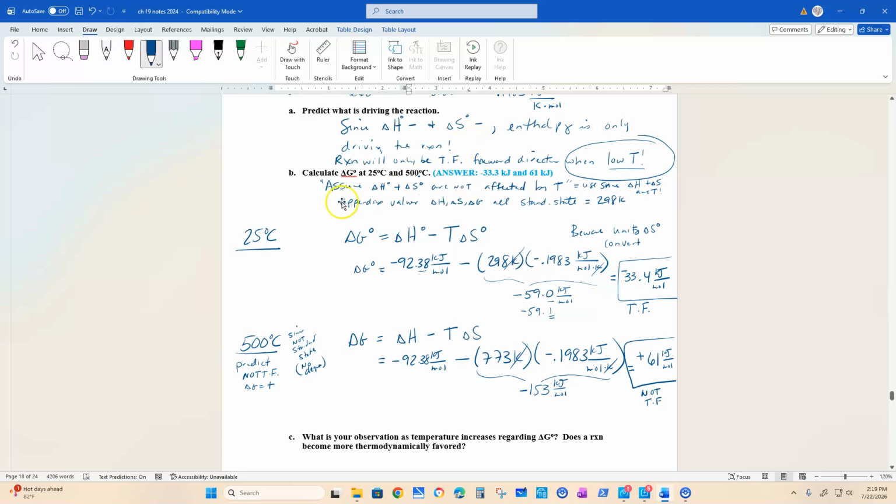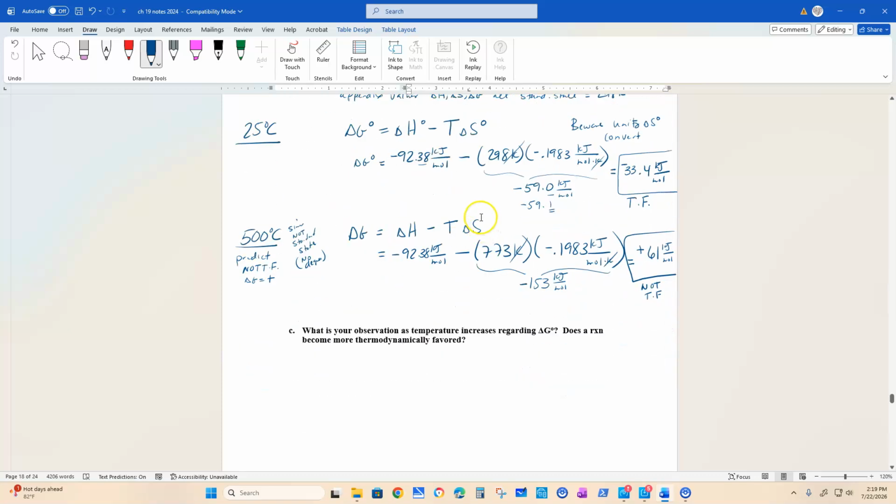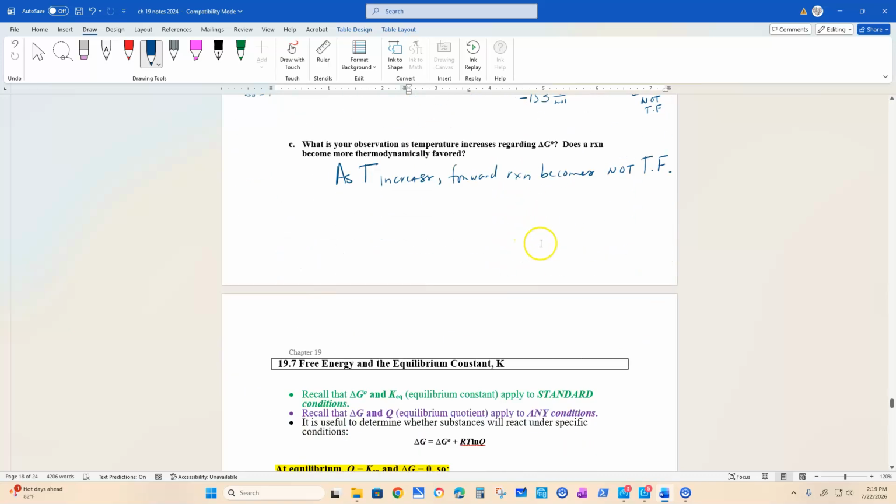Okay, so what is your observation as temperature increases? So as temperature increases, the forward reaction becomes not thermodynamically favored. So as it gets higher and higher and higher, it's becoming less thermodynamically favored. Okay, you can abbreviate temperature, you can abbreviate thermodynamically favored. Okay, we'll see you on the last one.